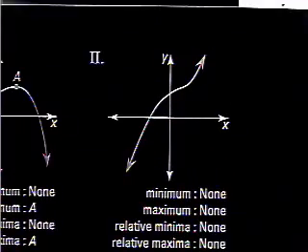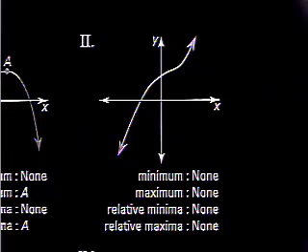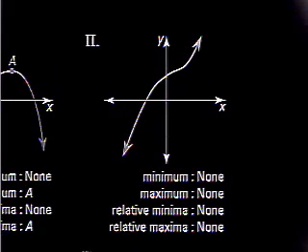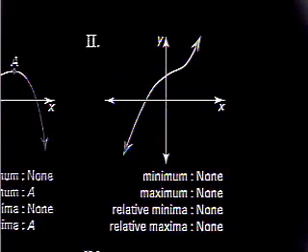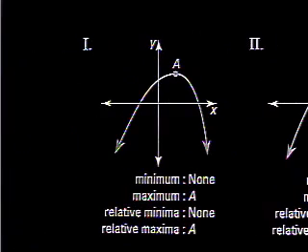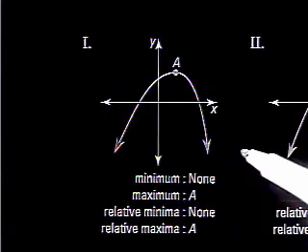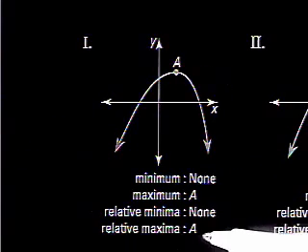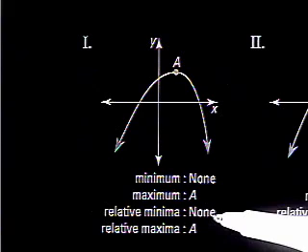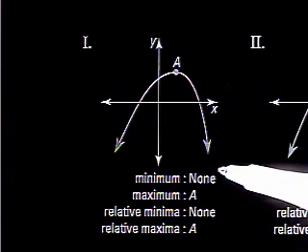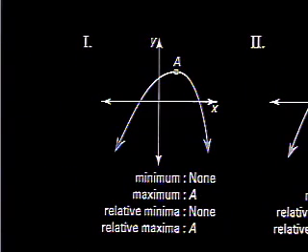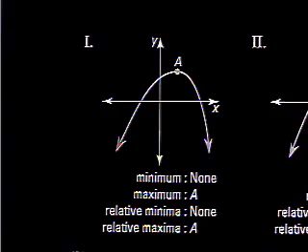This graph right here has none of it. There's no maximums, minimums, relative maximums, or relative minimums, because there's none of those little dips, none of those little hills. This one right here has no minimum. It certainly does have a maximum, which also counts as a relative maximum. But there's no relative minimum and no absolute minimum. So those are just some pictures to kind of help you understand what the relative mins and maxes and absolute mins and maxes mean.